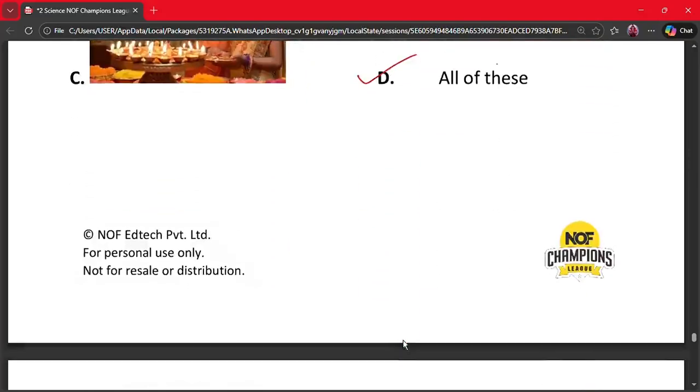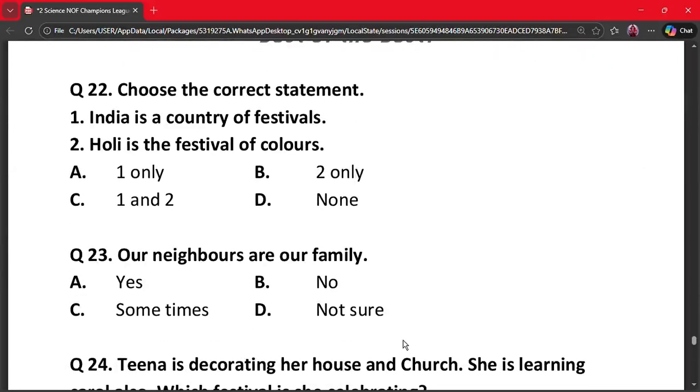Moving on to the next question, that is question number 22. Choose the correct statement. 1. India is a country of festivals. 2. Holi is a festival of colors. A. 1 only, B. 2 only, C. 1 and 2, and D. none. The correct answer is option C, 1 and 2. India celebrates many festivals and Holi is known as the festival of colors. Since both the statements are correct, the answer is option C.